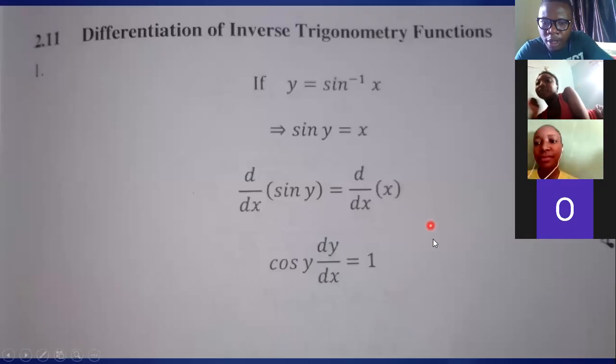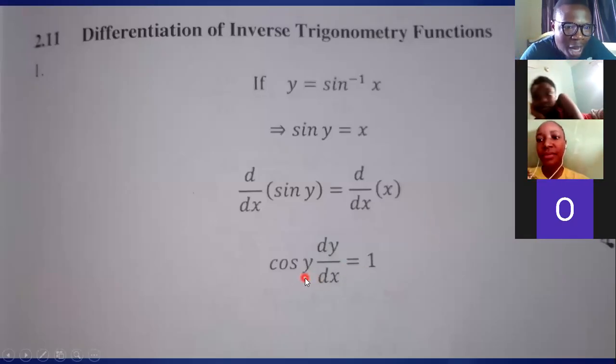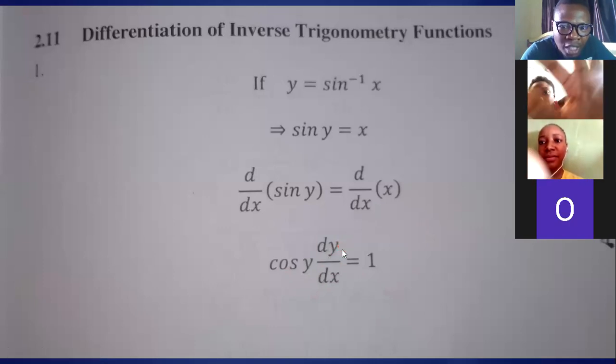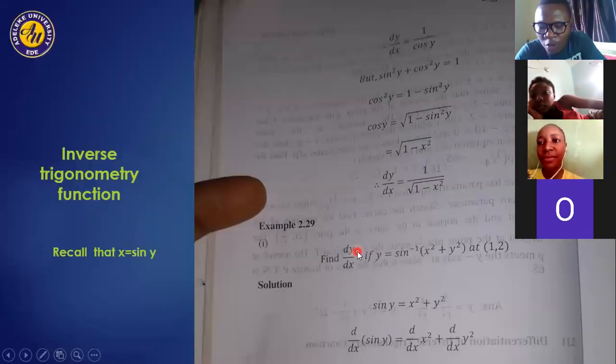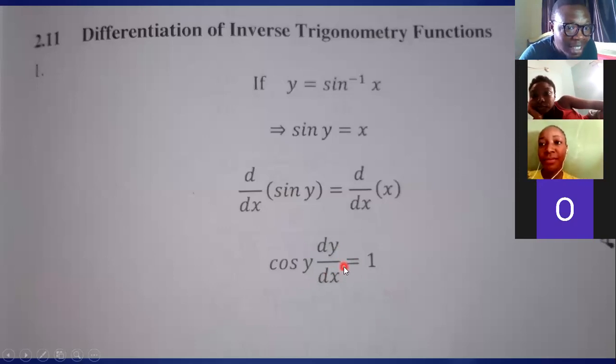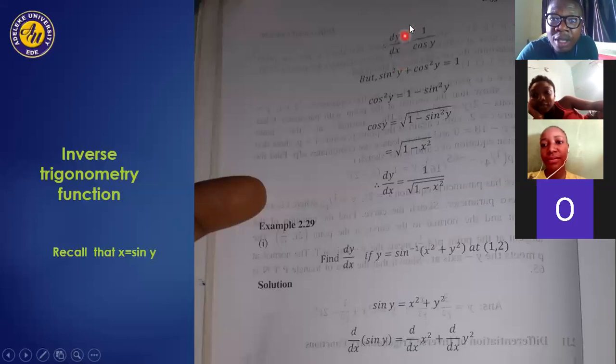Okay, check this place. Divide through by cos y. Remember how we normally do it? Divide through with what is in front of dy/dx. You remember now? So that will give you actually dy/dx is equal to 1 over cos y. Do you agree now? You understand this part now? So that was how we have dy/dx is equal to 1 over cos y.